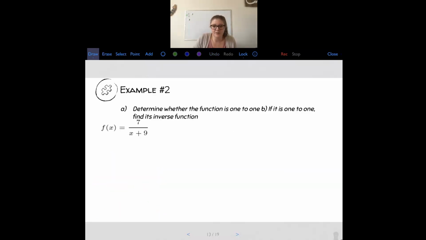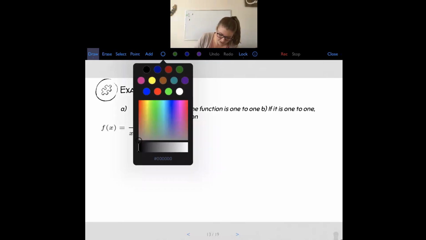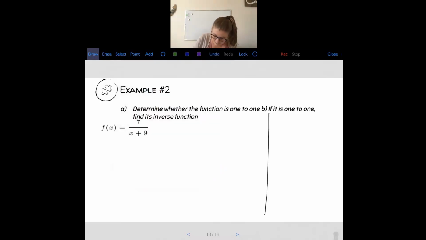Example 2, determine whether the function is one-to-one. If it is one-to-one, find its inverse function. Okay, so we have f of x is equal to 7 over x plus 9. So again, we can graph this. Okay, so I'm just going to draw a sketch. Remember that the graph of 1 over x looks something like this.